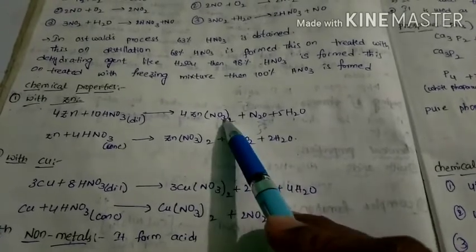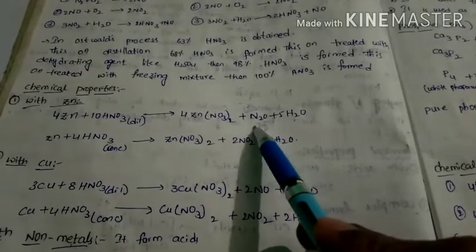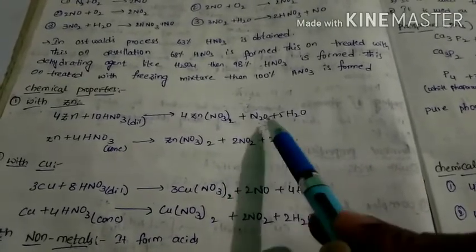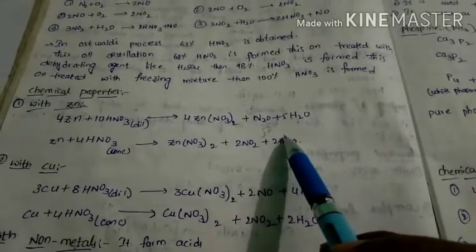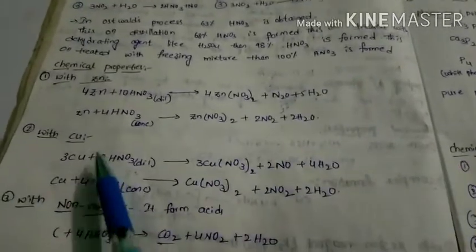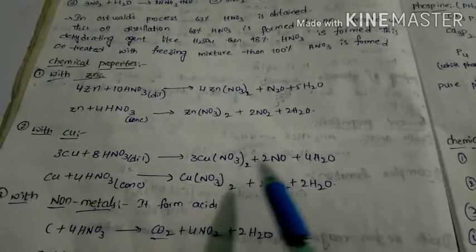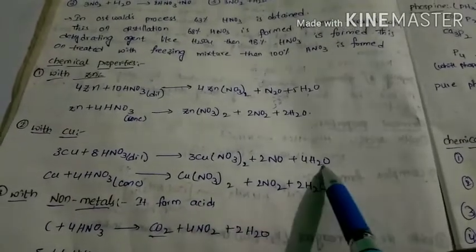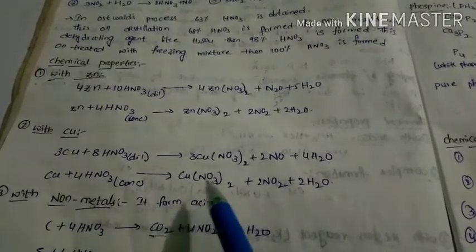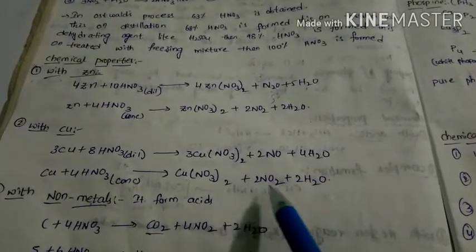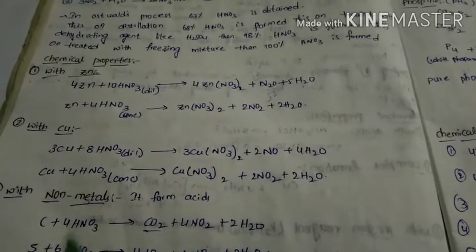See here zinc nitrate is there, here also zinc nitrate is there, here water is there, here also water is there. What is the difference? Here N2O, here NO2. That means compared to here number of oxygens are more. Next, with copper. When copper reacts with dilute HNO3, then we get copper nitrate, nitric oxide and H2O. Similarly, copper reacts with concentrated HNO3, then also we get copper nitrate and nitrogen dioxide and water.